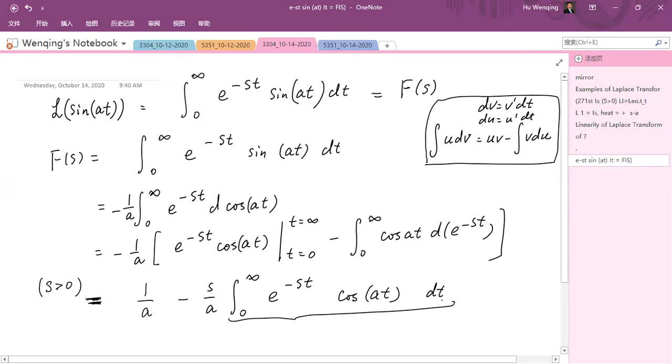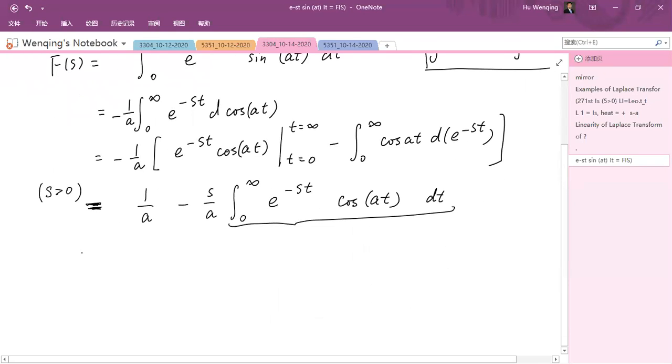So is it possible to recover everything? Well, the idea is that it is possible. It is possible for you to come back and recover. So when you recover, you're just going to continue this calculation. Let me say this is g of s. That means for g of s, you can do a similar calculation, which is the integral of e to the power minus st times cosine of at multiplied by dt.